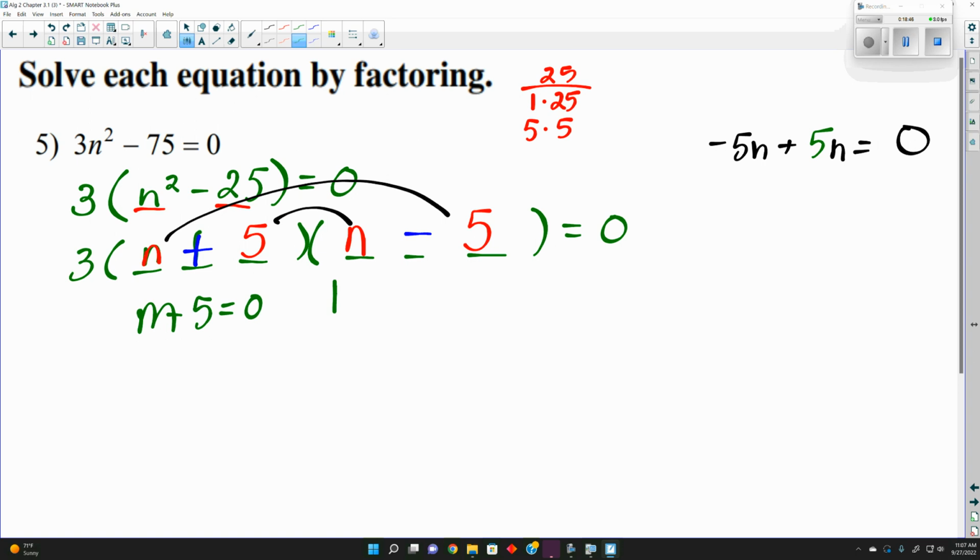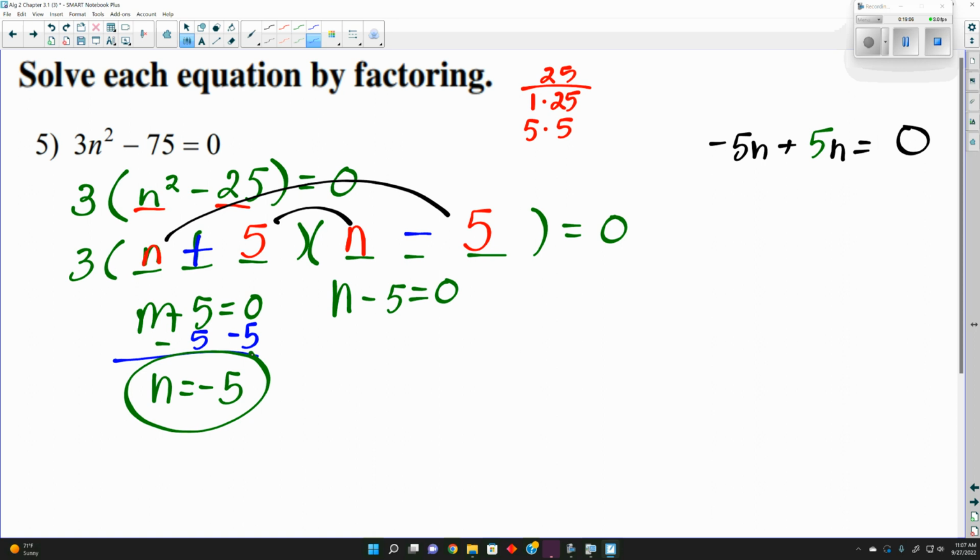And if we're solving to see where n plus 5 and n minus 5 equal 0. So for the first one, n plus 5, well, we can subtract 5 from both sides, telling us n is equal to negative 5. And for the other one, we can add 5 to both sides, telling us n is equal to 5. And that is it with that there.